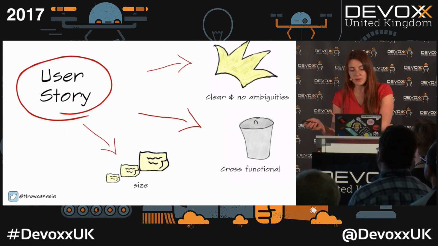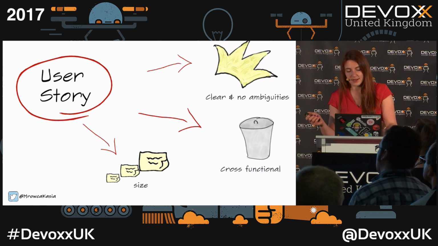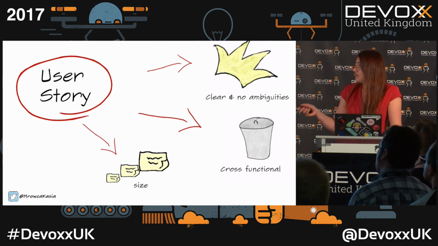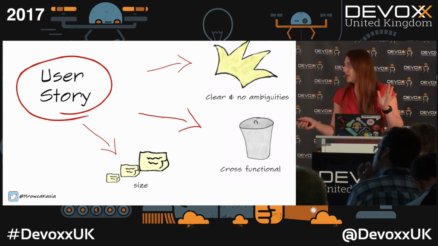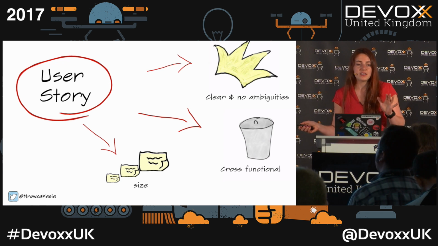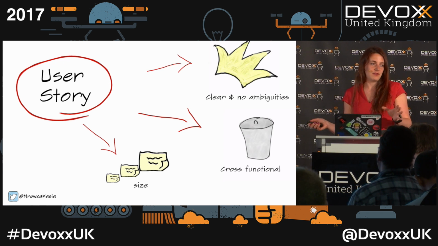Okay, so really briefly recapping this part. Remember, a user story needs to be clear, with no ambiguities, agreed with the team. Remember to have it cross-functional, because otherwise it doesn't bring any value.